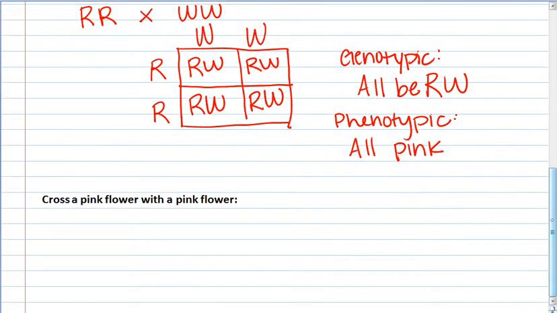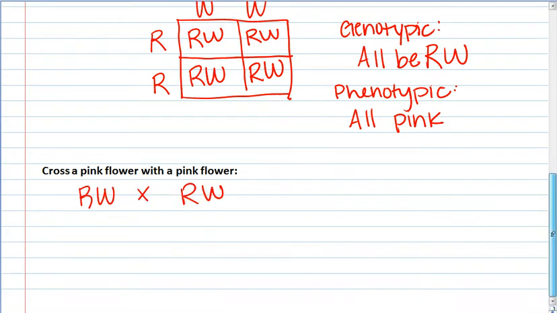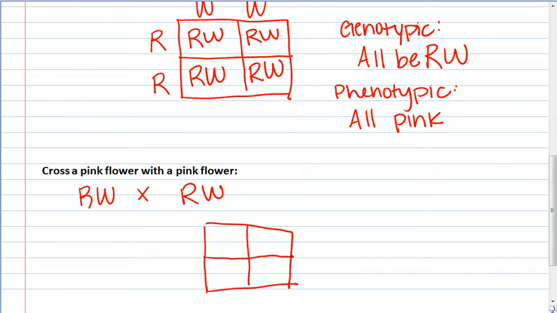In this case, we're going to cross two pink flowers. Pink flowers would be RW crossed with RW. When we go to set up our Punnett square for this, we would see that each parent flower could pass down an R or a W to their offspring. And when we fill in the boxes, we see that it's going to be much more varied in this case.